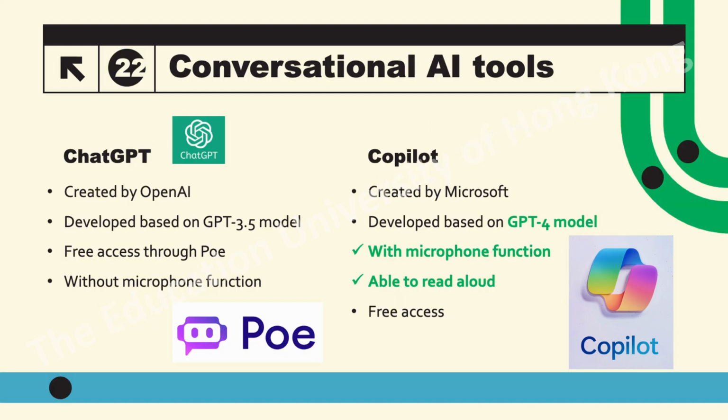Currently, there are two renowned conversational AI robots which are freely accessible. One is the ChatGPT created by OpenAI, and another one is Copilot created by Microsoft. Since there is no microphone function embedded in ChatGPT, we will use Copilot to demonstrate how we can use these AI tools to improve pronunciation.